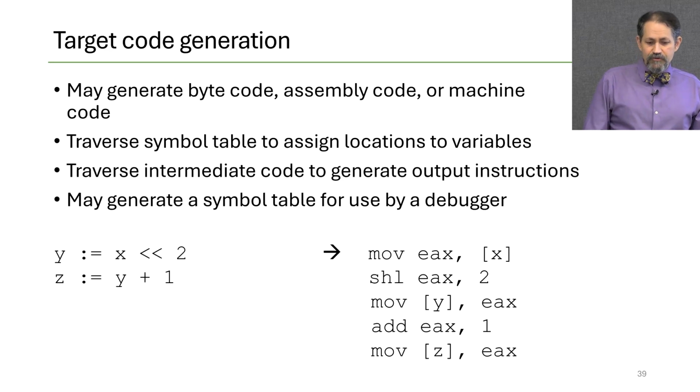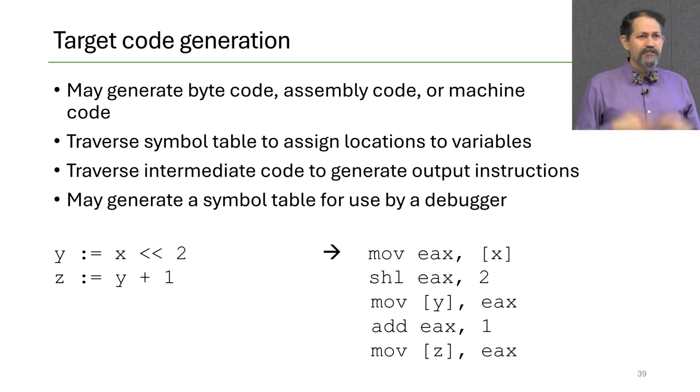Here, we'll traverse the symbol table to assign locations to variables. So we decide where all the data is stored. We traverse the intermediate code to generate output instructions, and we might generate a symbol table that's used by a debugger to show the state of program execution. So if we take the intermediate code in the last slide, we might generate x86 assembly language as shown on the right.